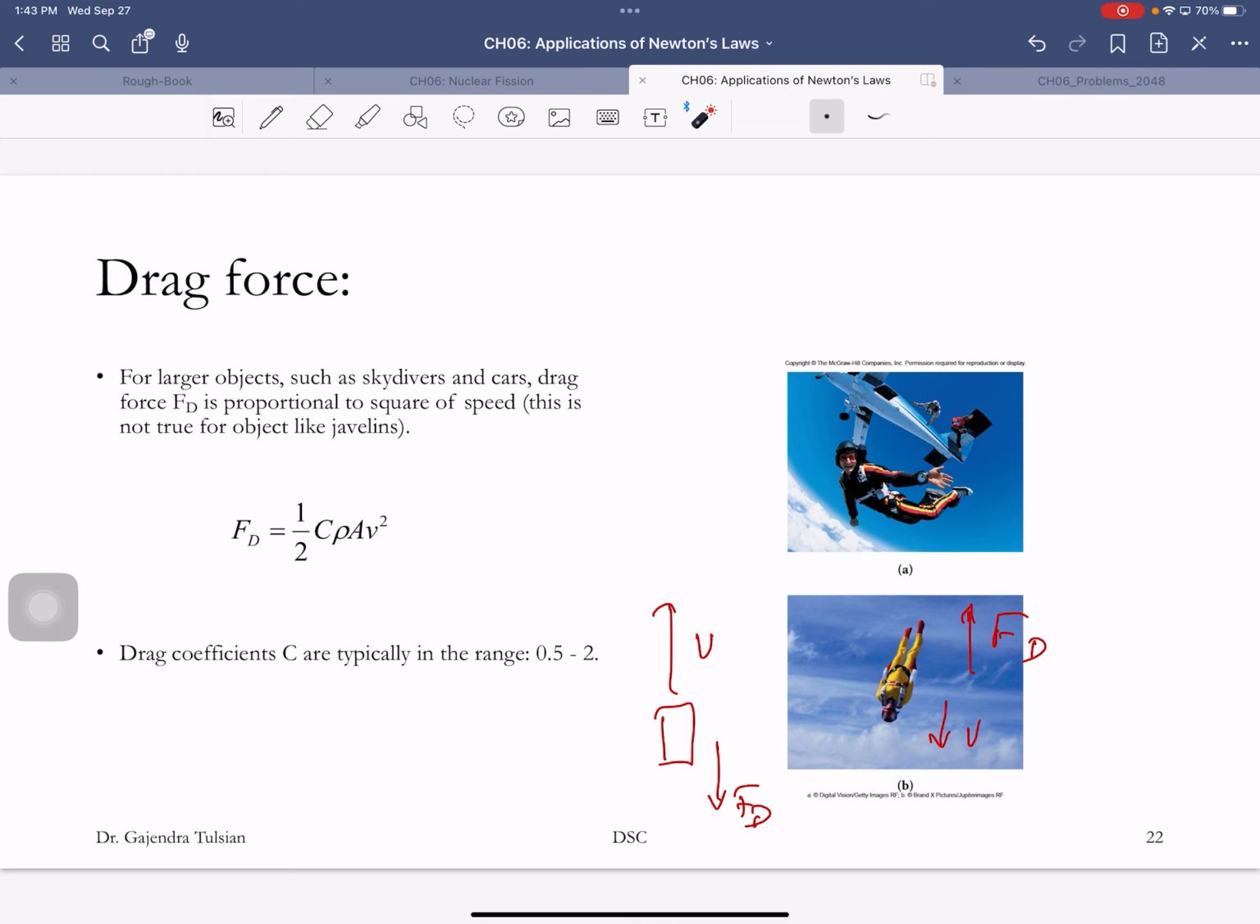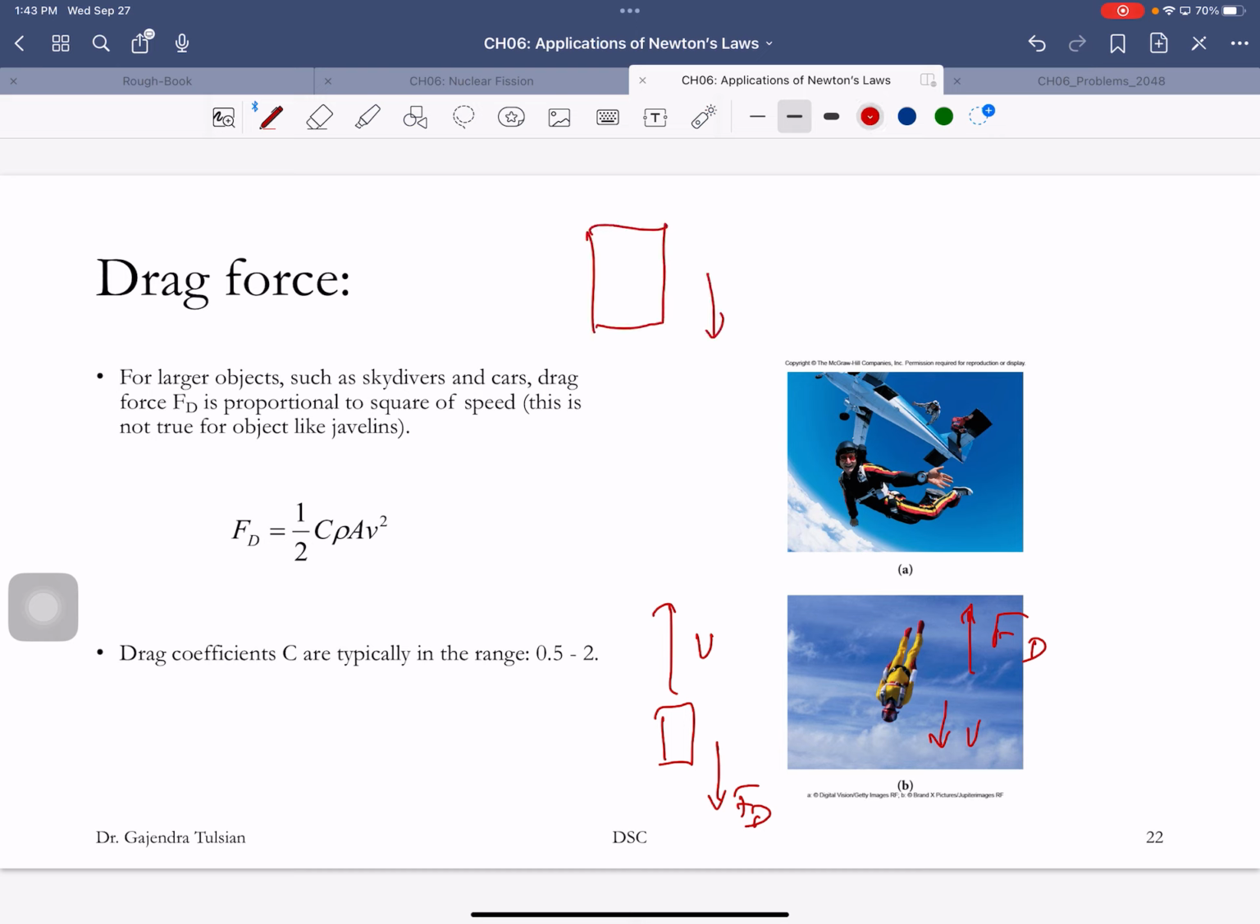Rho is the density of the fluid through which you're falling. If you're skydiving, you're falling through air, and rho is the density of air. Of course, if you jump from really high, the density is lower, and so your terminal velocity at super high places is higher than when you're close to the earth. A is the area of cross section.